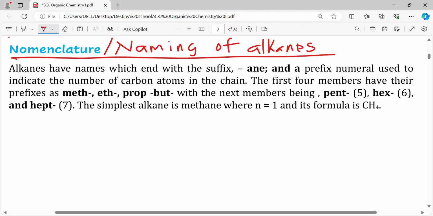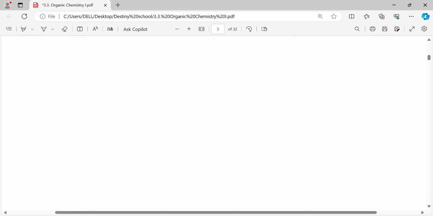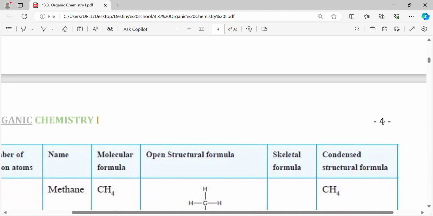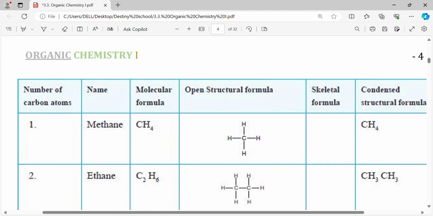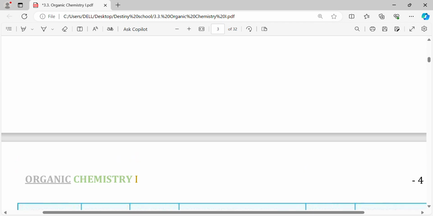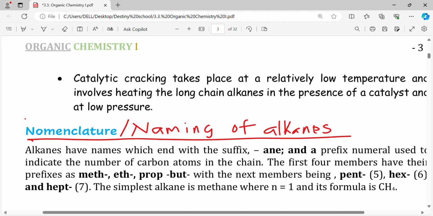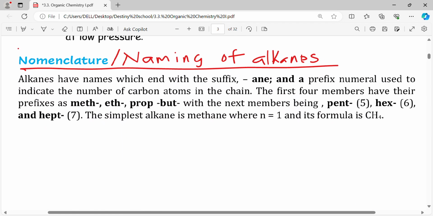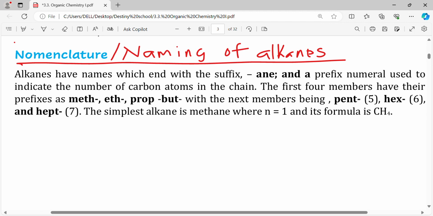There is a spelling mistake. There was an apostrophe there. So how do you name alkanes? Before we know how to name these alkanes, the first thing that you need to know is this. Let me see if it's written here. No, I've not captured it. Oh, but it is here. We are going to use the lower one. But let me say something before that.